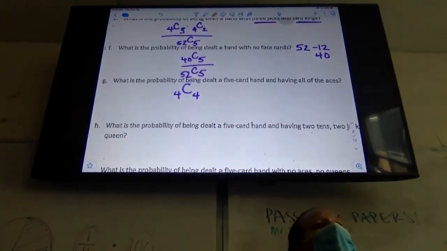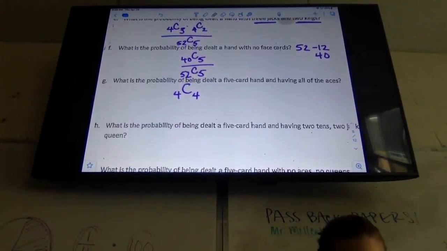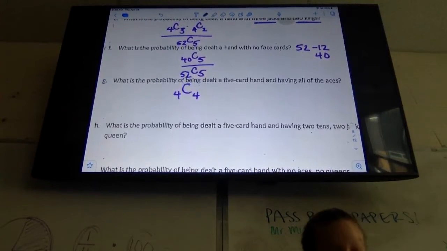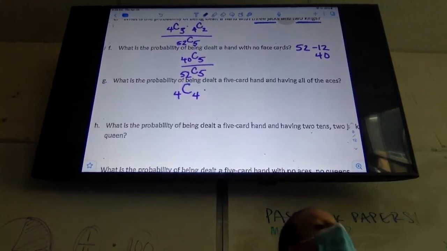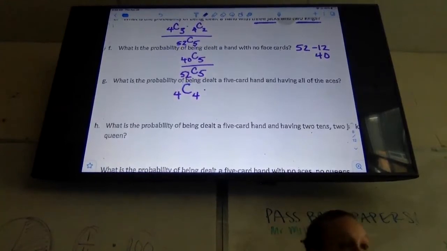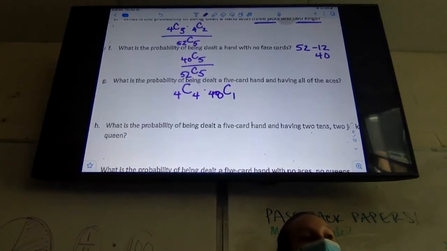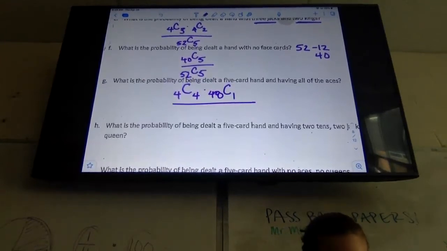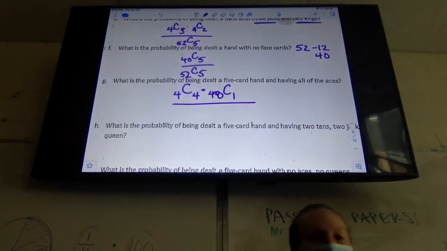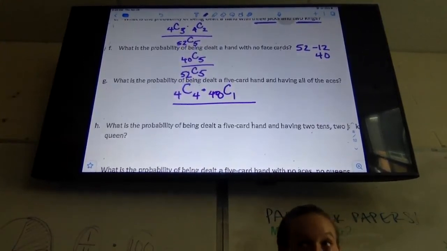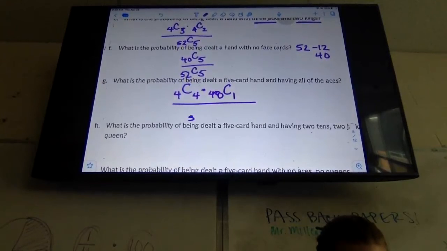Now, how many more cards do I need in my hand? Because I still have to have 5 cards, right? I just need 1 more card. Does it matter what that next card is? No. How many cards are left that I could get? 48. So hopefully I've gotten all the aces already, and I don't care about any other card I get. 48 choose 1. And that's another multiply, because I want all the aces and then I have to have another card, because I can't just have 4 cards in my hand. I need 5. And that's going to be over 52 choose 5.